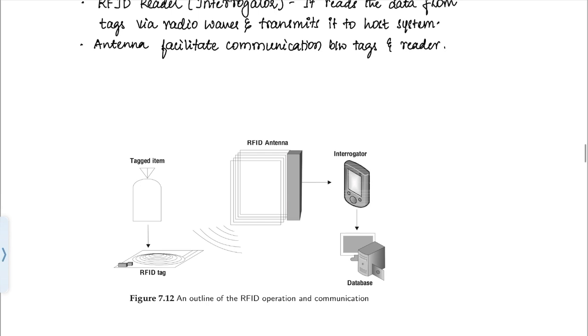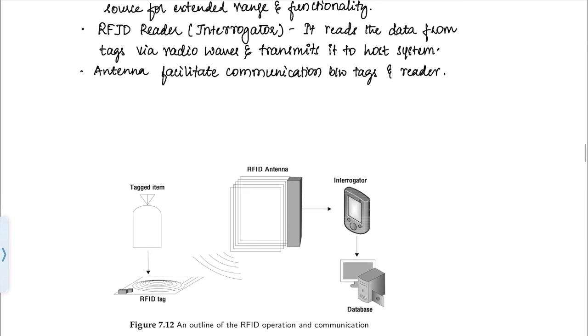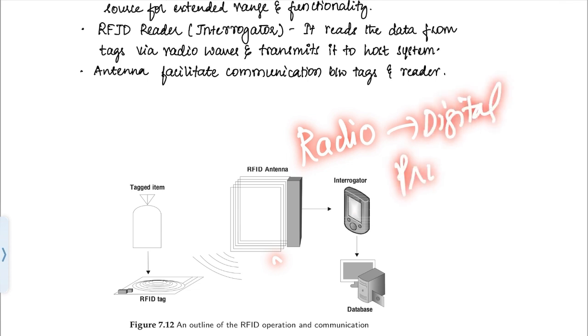So here we have the diagram. Speaking of this diagram, first step, the RFID reader will emit radio waves to detect the passive tags. After that, tags respond by transmitting their encoded data back to the reader. After this, the reader will convert radio signals into digital data for processing.